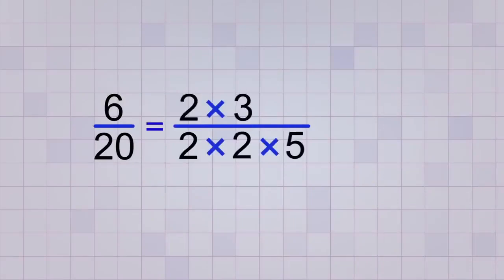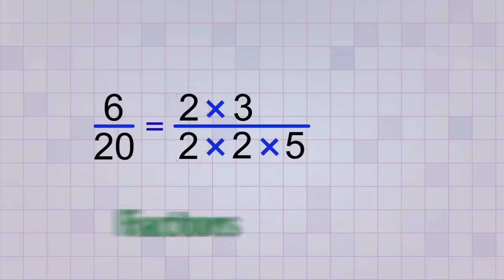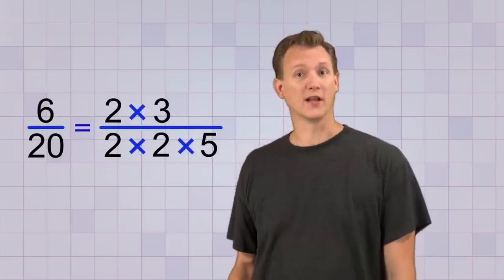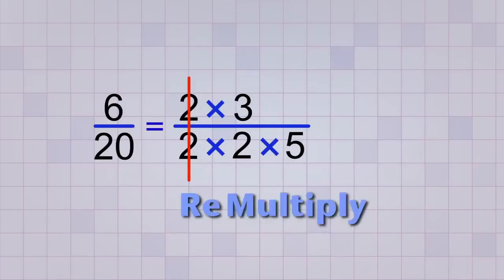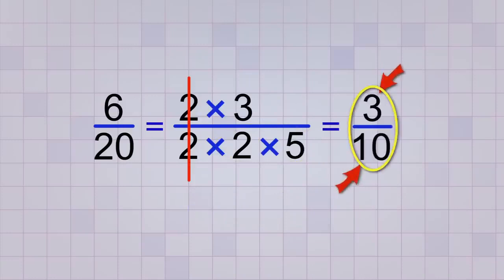Next, look to see if any of the factors are the same on the top and bottom. If they are, then we call them common factors because they're something that both the top and bottom have in common. If you find a pair of common factors, you can cancel them out. Just draw a line through them, like this. And last, once all the common factors have been canceled, you need to remultiply any factors that are left over on the top or bottom. This makes sure that you end up with only one number on the top and bottom of your simplified fraction.